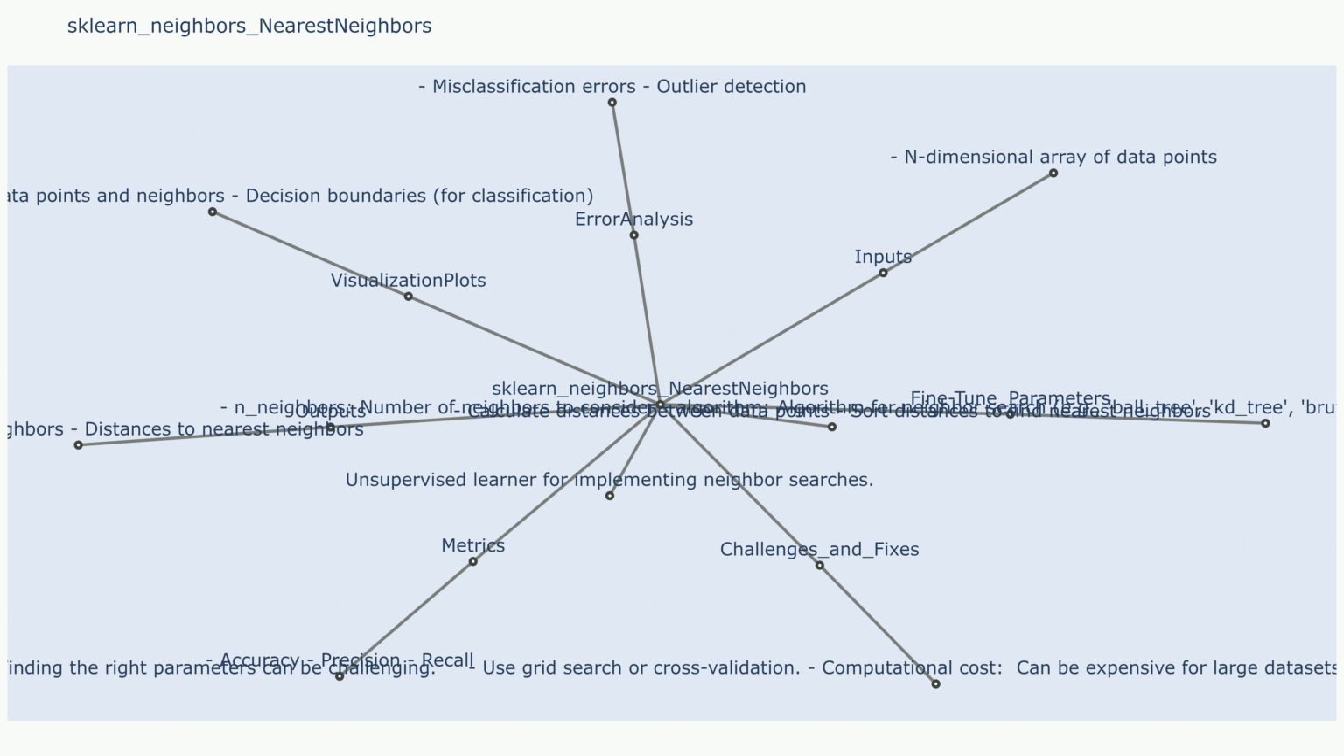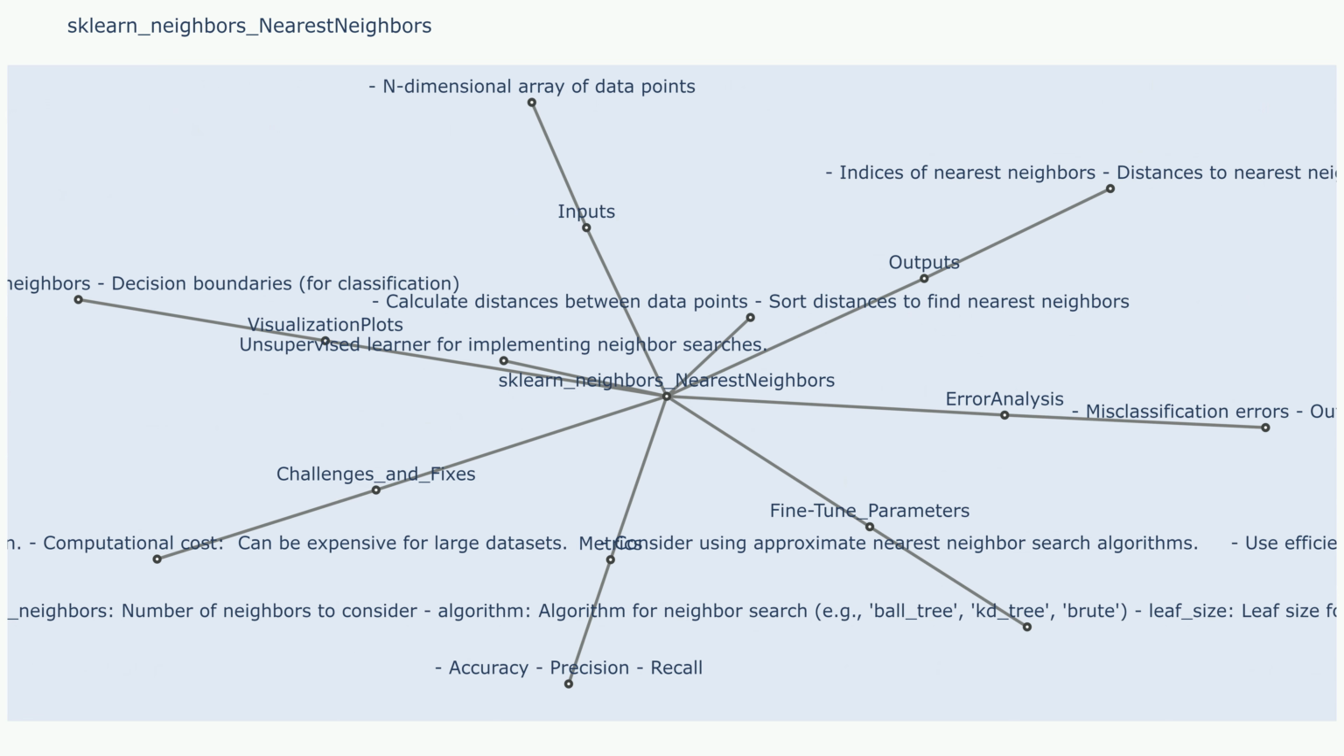Metrics. Euclidean distance: this is the most common distance metric and calculates the straight-line distance between 2 points. Manhattan distance: this metric calculates the sum of absolute differences between the corresponding coordinates of 2 points. Minkowski distance: this is a generalization of Euclidean and Manhattan distances that uses a parameter p to control the degree of influence of each dimension.